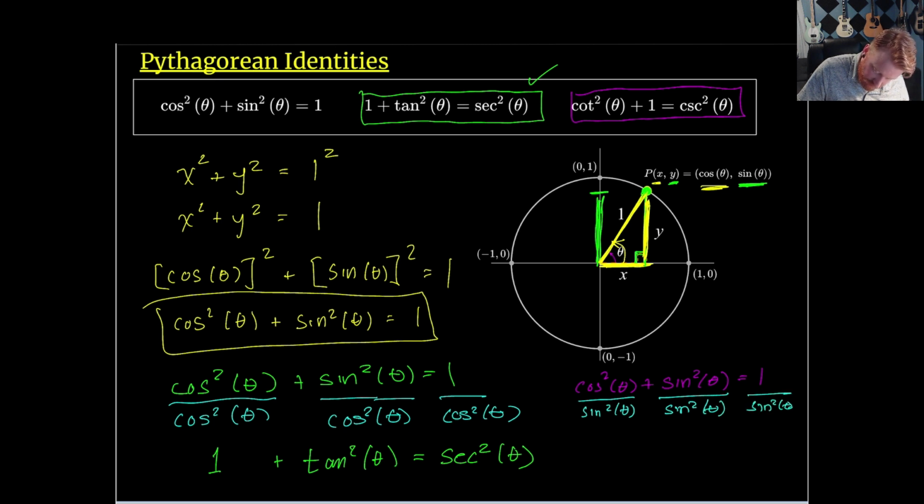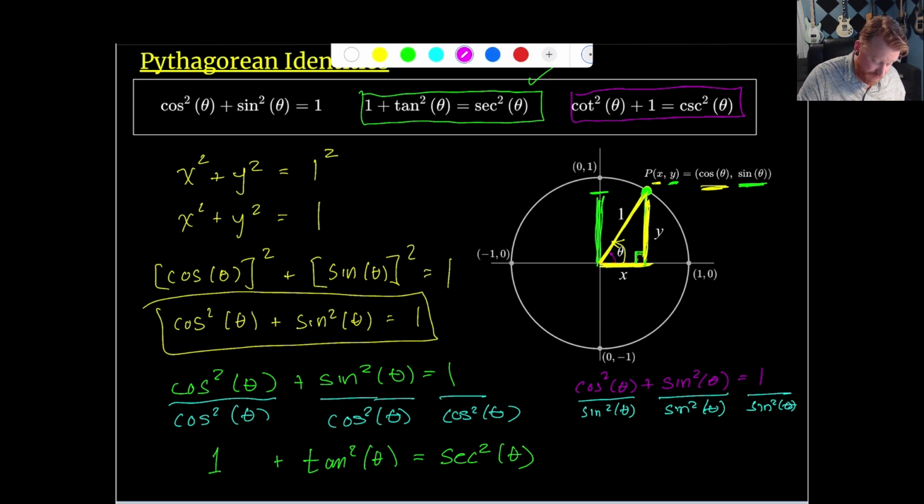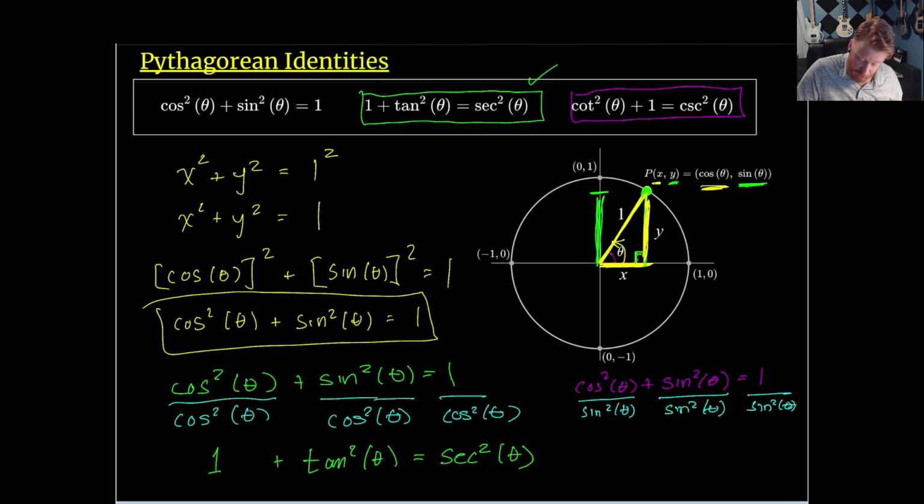then again, from our reciprocal identities, we get that cosine over sine is cotangent, so cosine squared over sine squared is cotangent squared theta. Sine squared theta over sine squared theta is just 1. And then we know that 1 over sine is the cosecant, so 1 over sine squared theta is cosecant squared theta. And there is the other one that we were trying to show here. So by just using this unit circle, we can see that cosine squared theta plus sine squared theta should be equal to 1. And then we can get these other two identities by just dividing both sides by either sine squared theta or cosine squared theta.